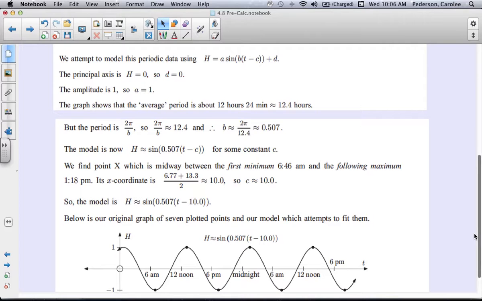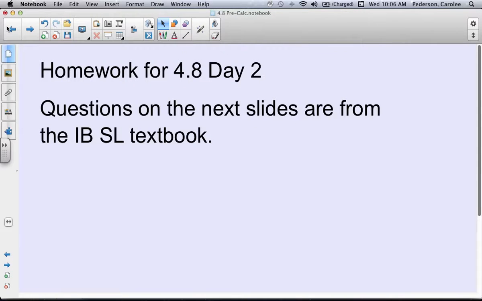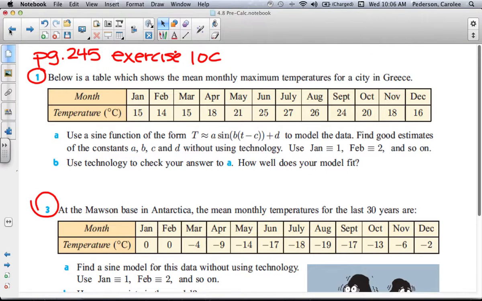Okay, so we're going to move on to what your homework will look like today. These are from an SL textbook. Some schools use an American textbook like us, and now we're going to supplement with the IB textbook, and so I have some for you. So the first set of problems is on page 245. Very similar to what we just did. We give you the monthly temperature, and you graph it out and find all the pieces.